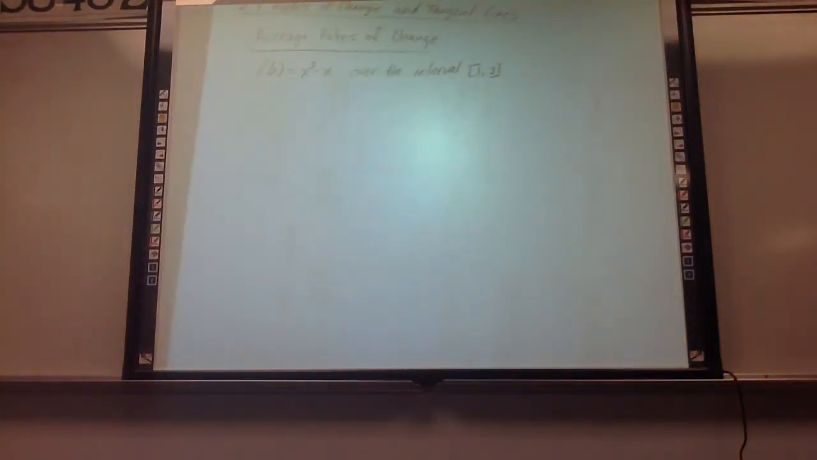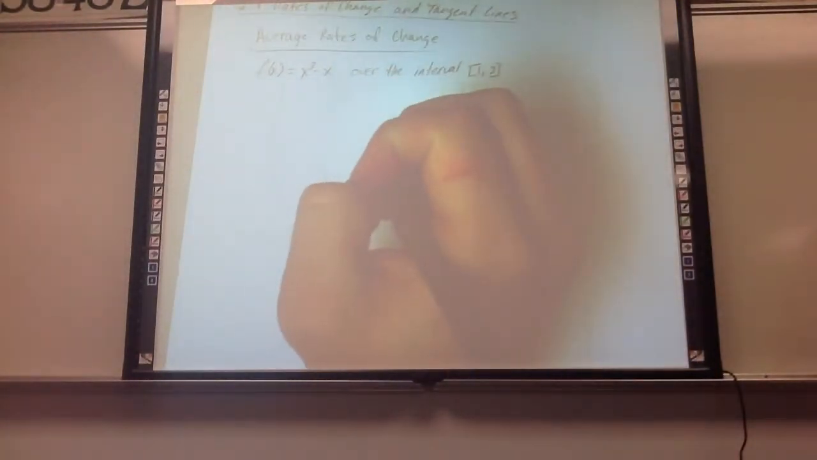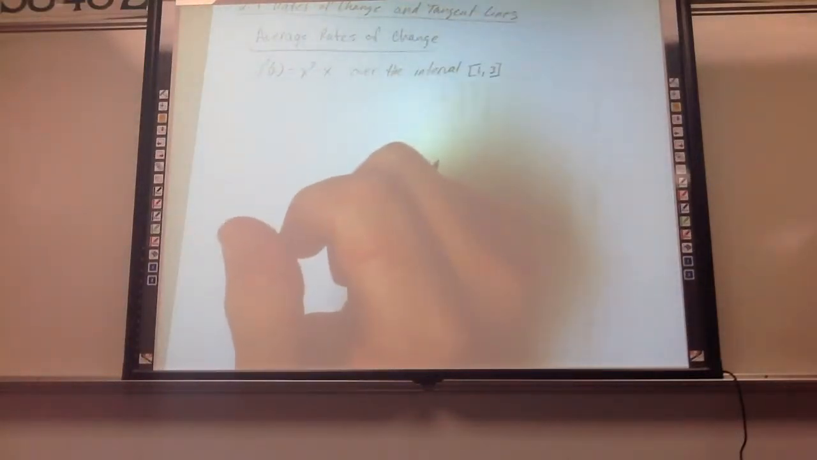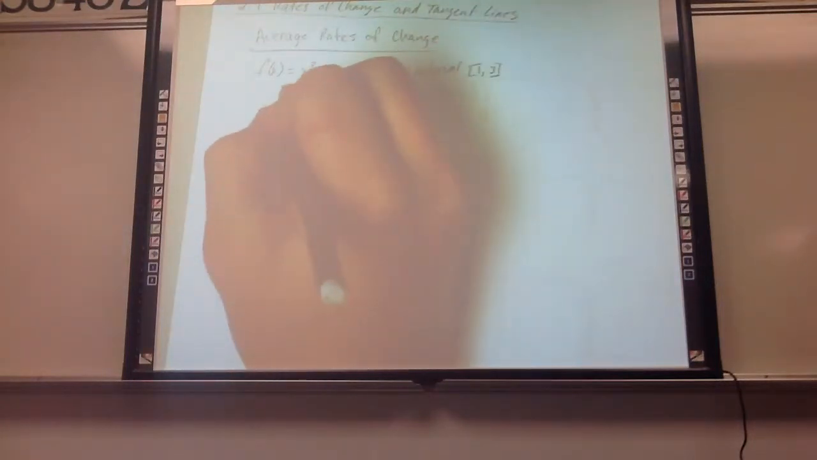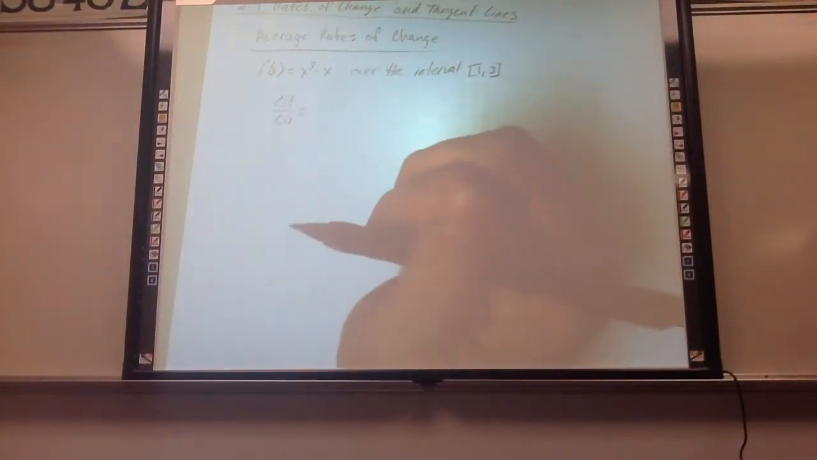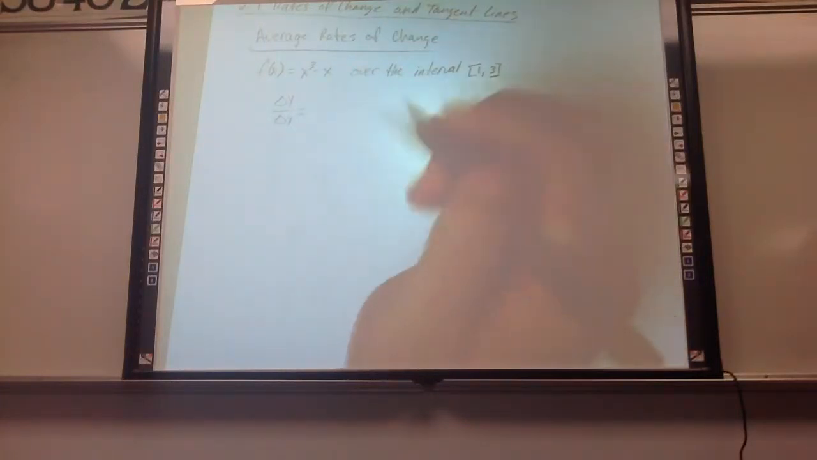So the average rate of change. What do you think? How do you do this? Change in y over change in x, right? Kind of like slope. So how would I calculate change in y? Plug the 1 and 3 in. Yeah, the 1 and 3.